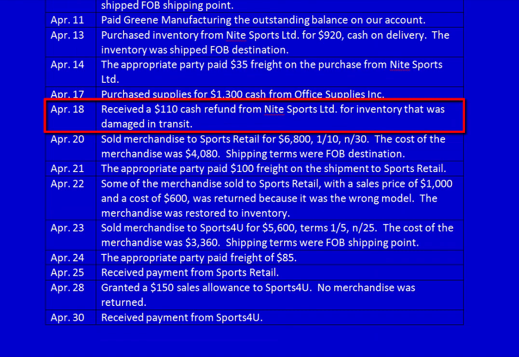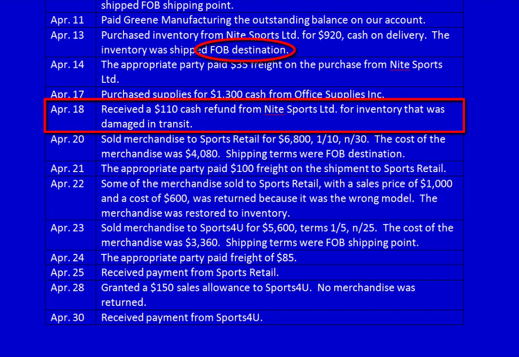April 18th, received a $110 cash refund from Knight Sports Limited for inventory that was damaged in transit. Are we permitted to return the inventory? And the answer is absolutely. Don't forget that this inventory was shipped FOB destination, so it is the shipper's responsibility if the inventory was damaged in transit. Because the inventory was damaged in transit, we have no responsibility and we can ship it back to the supplier.